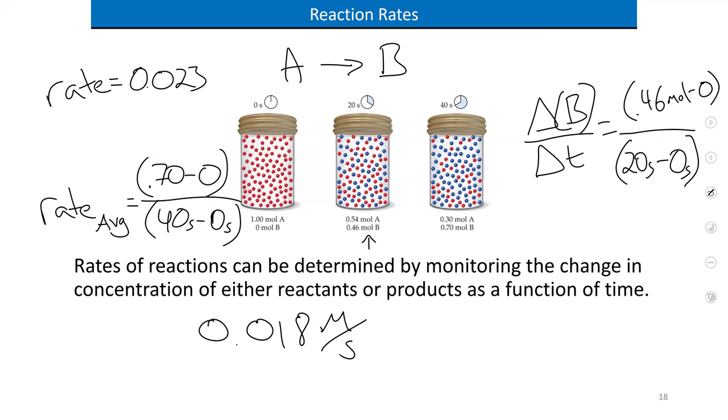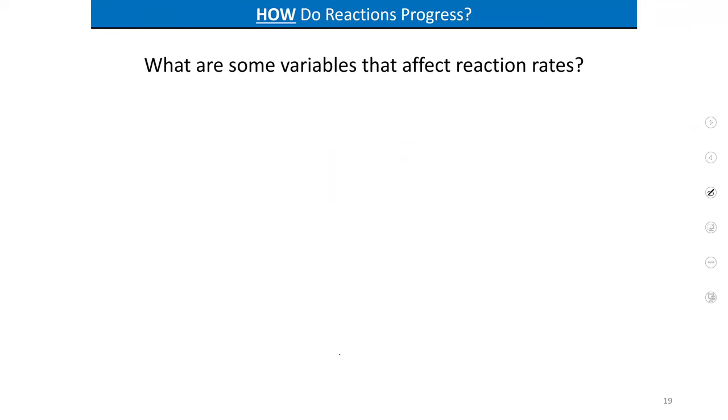How come they're not the same? Because rates change. And why do rates change? That's a good non-answer. Things slow down, things speed up. Well, what are some variables that affect rates? The amount? Why? When you get less, you start to make less. Yeah, well, when you have less reactants, you have less chance.